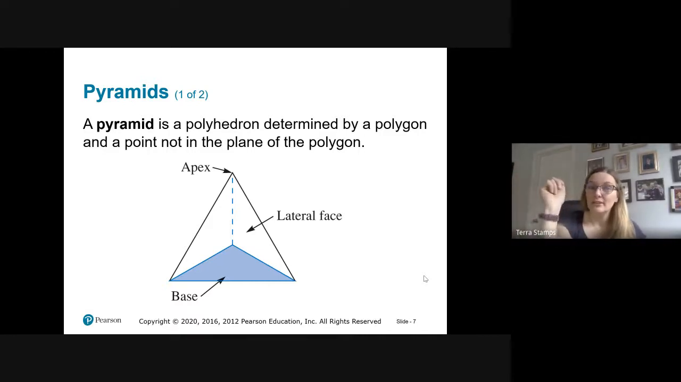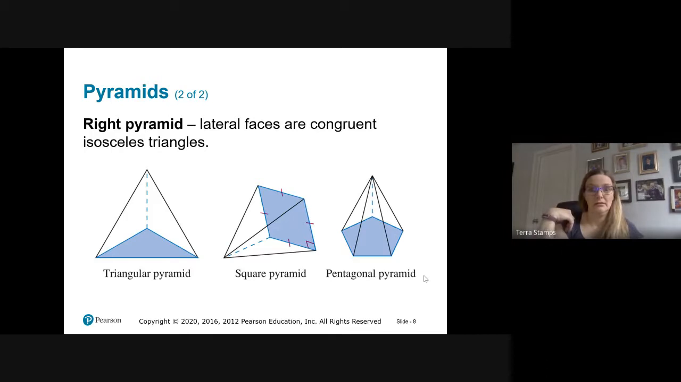Pyramids are named according to their base. You can have in this case, a triangular pyramid. You can have a square pyramid, which you can see in this picture. You can see a pentagonal pyramid. But the thing that pyramids have in common is that they have this base, they have triangular lateral faces, and they have this apex, this point that's not in the plane of the base.